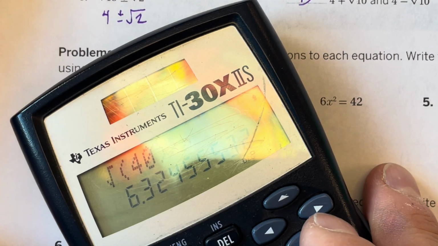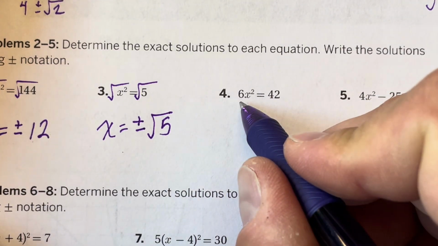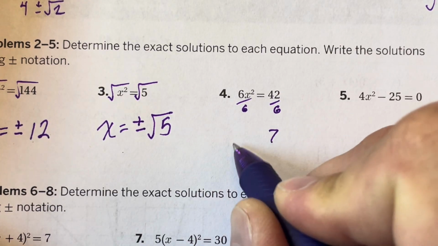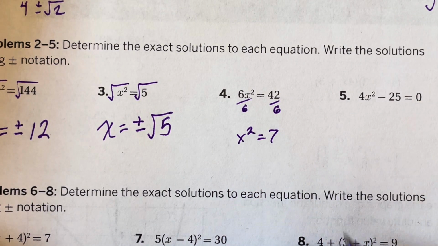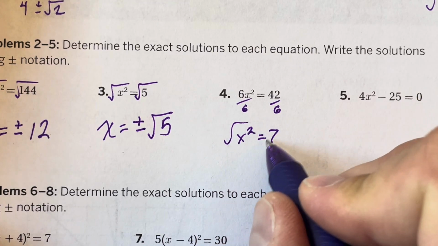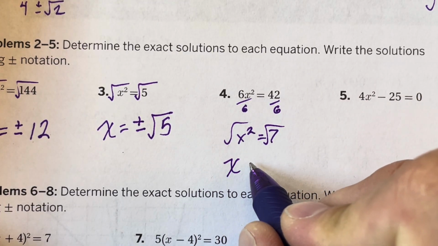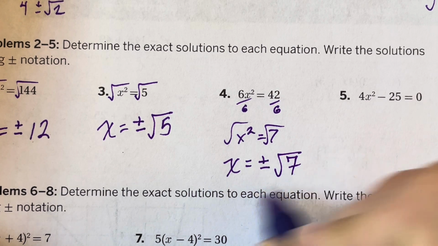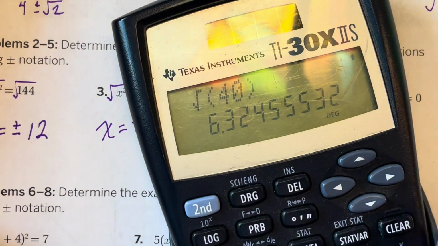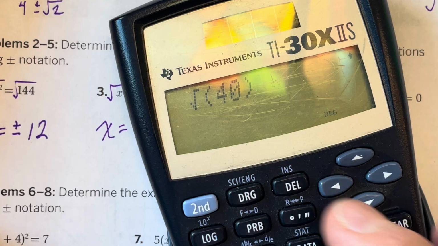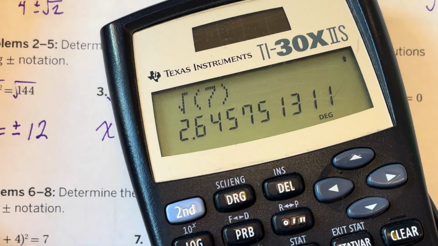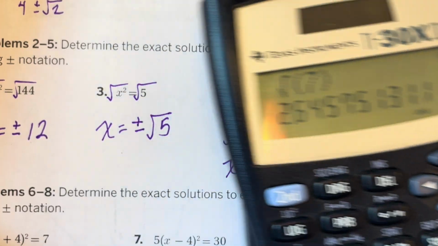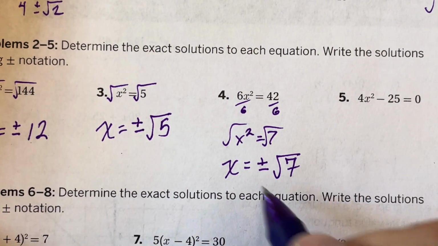Again, we use our calculator to type in the square root of 5. Here, we want to divide by 6 first. 42 divided by 6 is 7, and we get x squared is equal to 7. So some number squared is equal to 7, and we solve that by taking the root, so x would be equal to plus or minus the square root of 7. Again, we could use our calculator to find the square root of 7. It would be a positive 2.645 or a negative 2.645. But we can write it like that, and that's the exact answer.